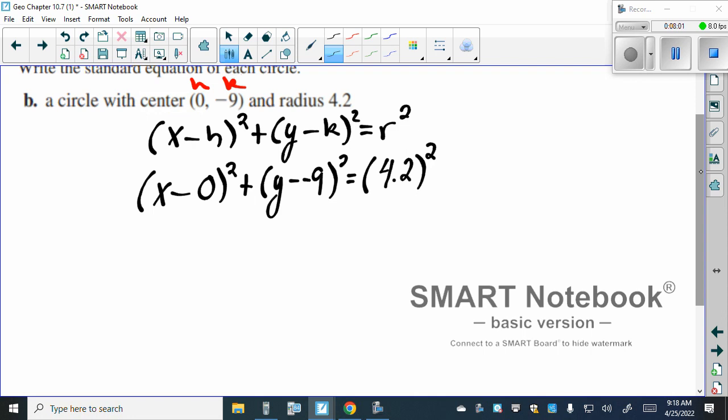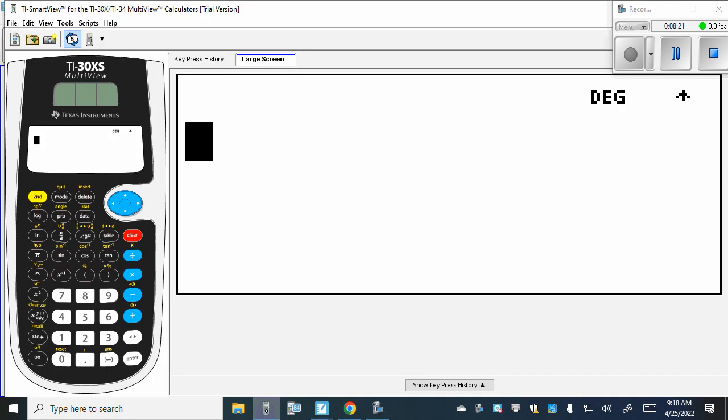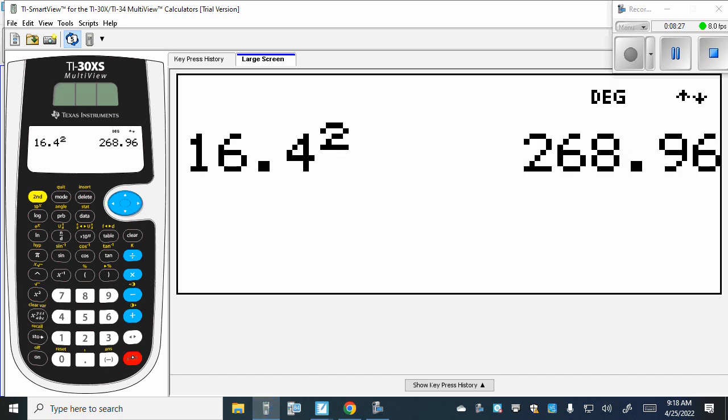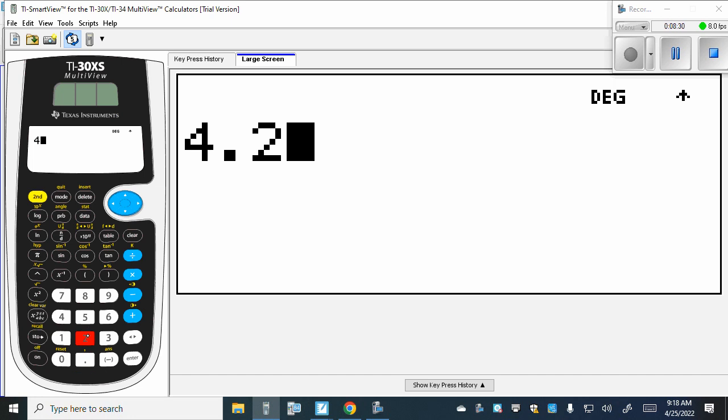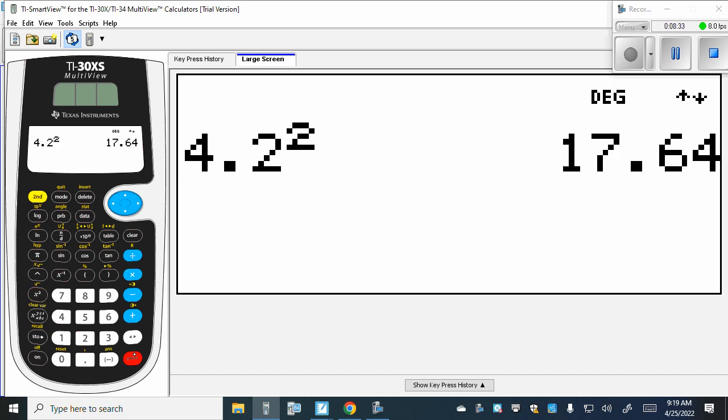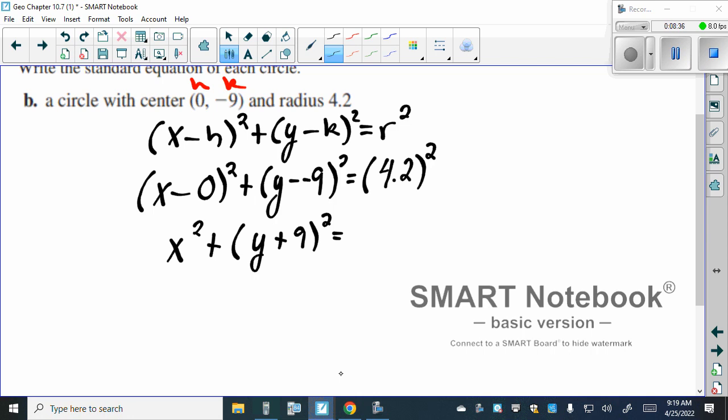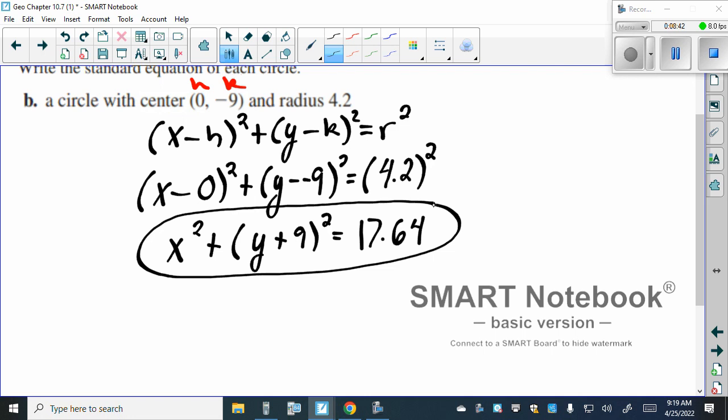Now, x minus 0 is just going to be x, and then we'll have it squared, plus y minus -9 is y plus 9 squared, is equal to... not 16.4, 4.2 squared. I was wondering why that was a little too big. 17.64, yes. And that's it.